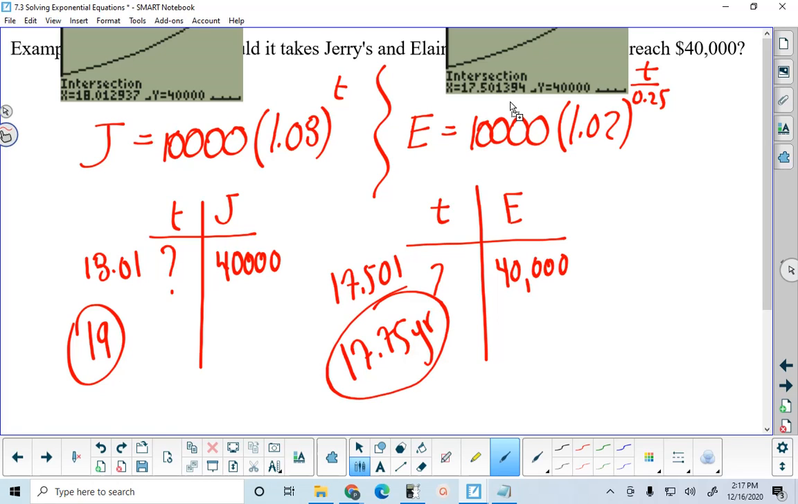So Elaine's going to reach her retirement goal of $40,000 for the beach house in the Bahamas about a year and 3 months before Jerry will reach his goal.